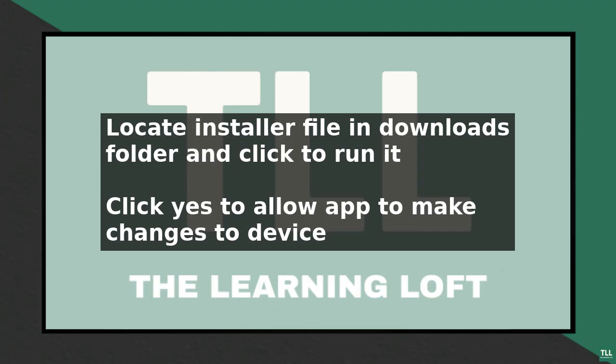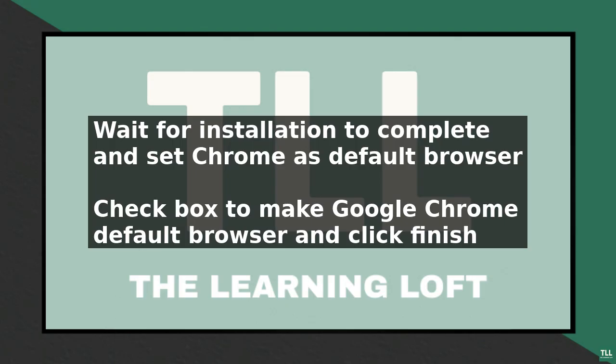Once the installation is complete, you will be given the option to set Chrome as your default browser. If you want Chrome to be your default browser, check the box next to "Make Google Chrome my default browser." Click on the Finish button to complete the installation. Chrome will now be installed on your Windows device and you can start using it to browse the internet.